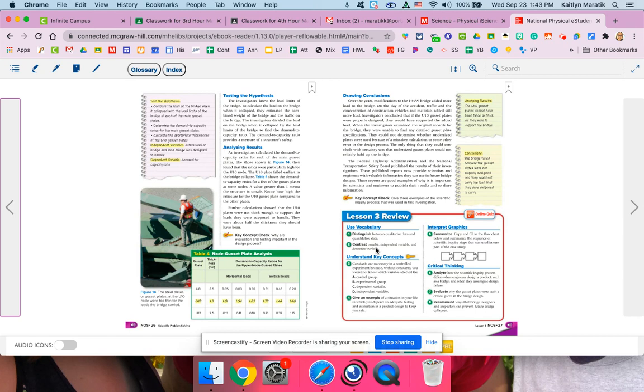So those are ones we can kind of keep in the back of our head because those are ones we're going to need to answer for homework.